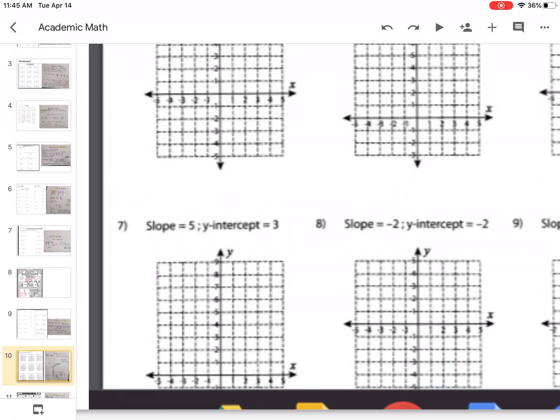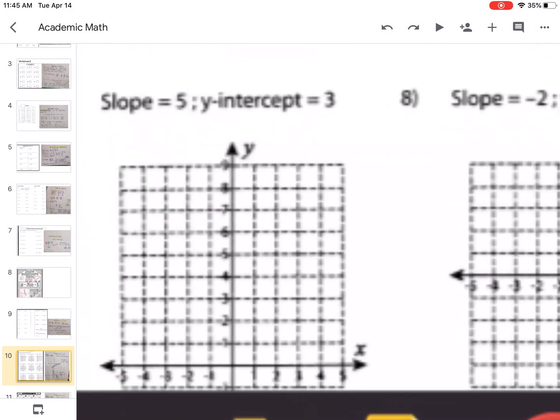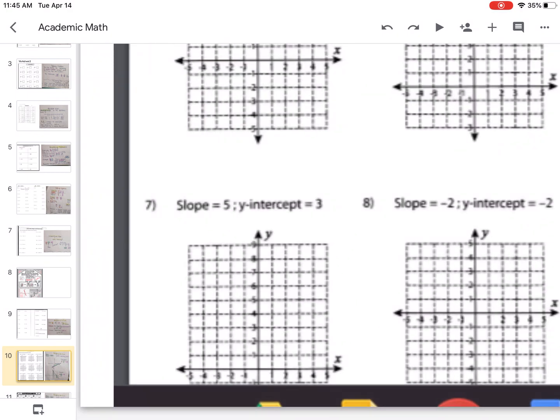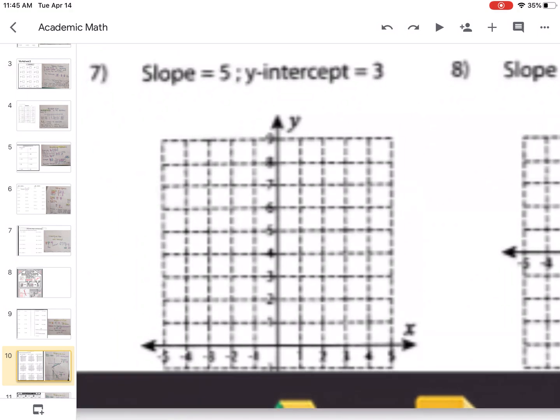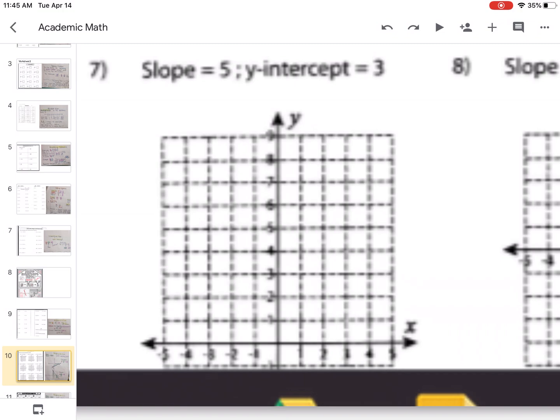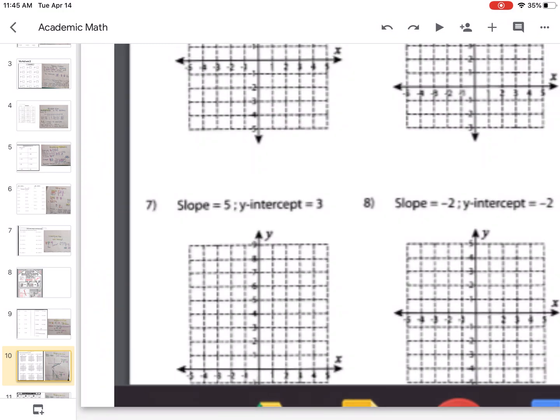So remember, y-intercept is your starting point. What you're going to do is put a dot on that 3 there. See the y line? You're putting a dot on 3. Now your slope is 5, which really is 5 up, 1 over. So there's kind of an imaginary 1 underneath there.